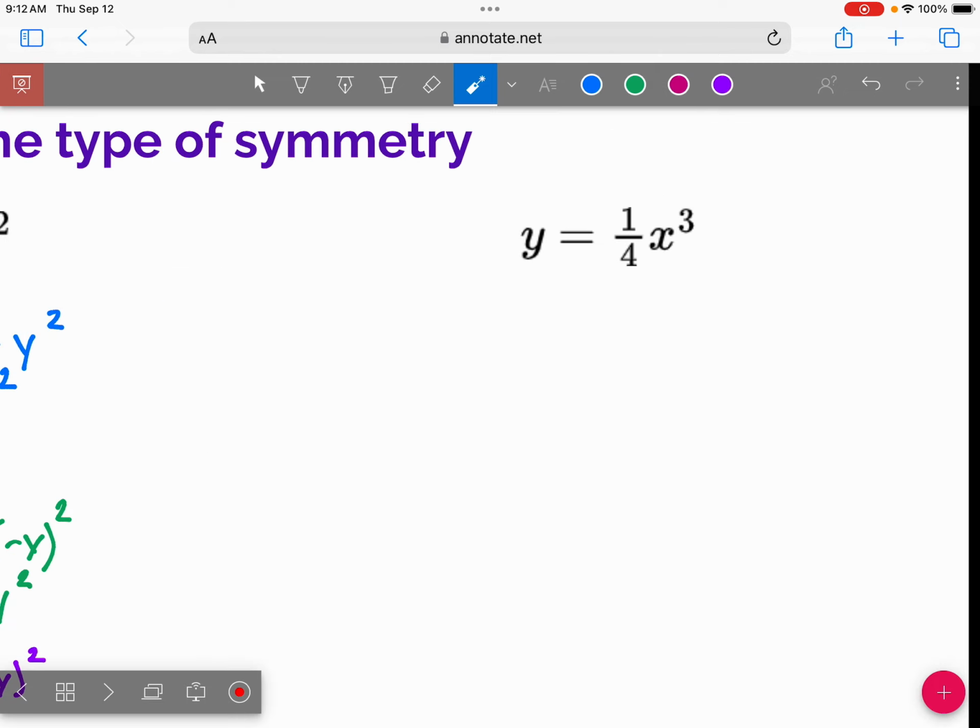y equals 1/4 x cubed. Oh my gosh, this headband is going to slide every time I look down.